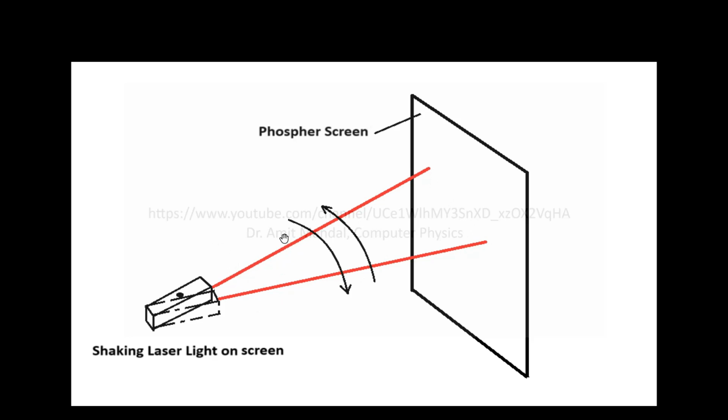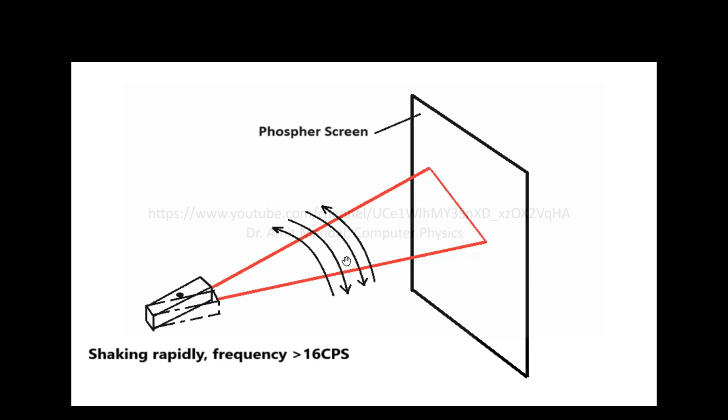But in case you shake it in extremely fast fashion, means this to and fro motion is more than 16 cycles per second, in 1 second more than 16 times you are shaking it to and fro, then you will see a straight line on the screen, not a dot moving. You know why? Because if an image passes away in front of human eyes in less than 1 by 16 second, then the brain will be incapable of the presence and absence of that image. So if you are shaking the laser light in a sufficiently fast manner, more than 16 cycles per second, you will see a straight line instead of a dot moving.